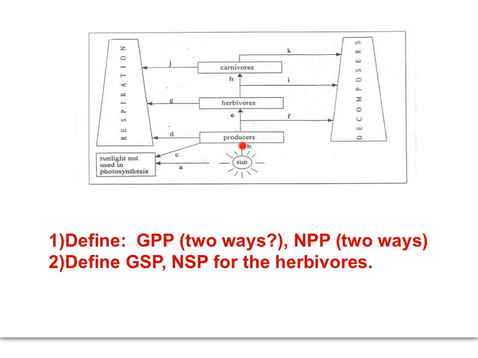GPP is B minus C, or GPP is E plus F plus D, because E and F together would be NPP, and NPP plus respiration would equal GPP. Now, NPP is B minus C minus D, or, as I've earlier stated, NPP is also E plus F, the amount of energy available to the next trophic level up. The GSP for the herbivores is E, while the NSP for the herbivores is E minus G.